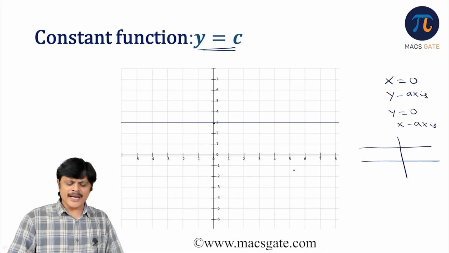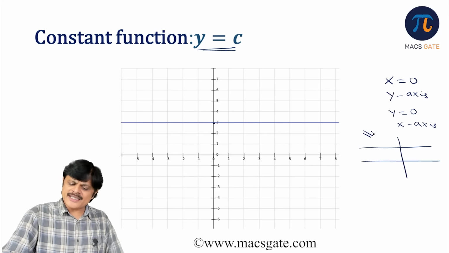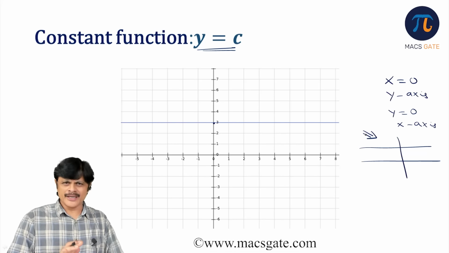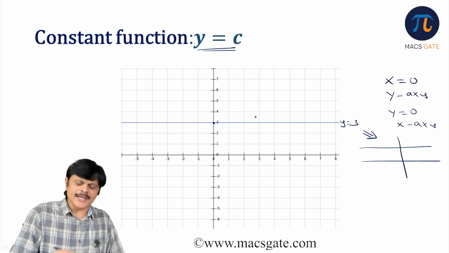Actually, I gave this particular graph using a graph drawing tool. But we should know at least this rough sketch of the graph, because it is possible. Actually, in this particular example, it is y is equal to 3, it is passing through 3.